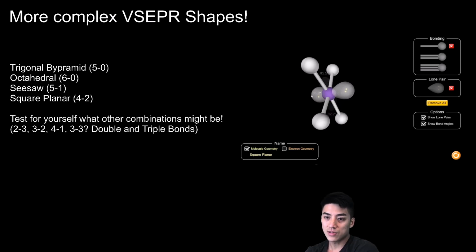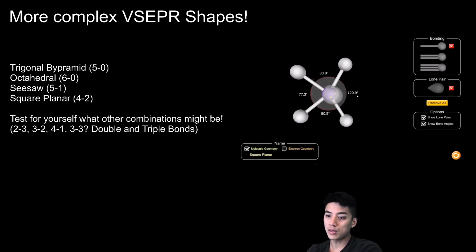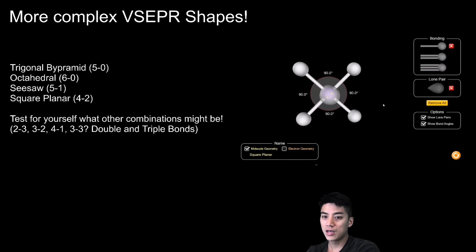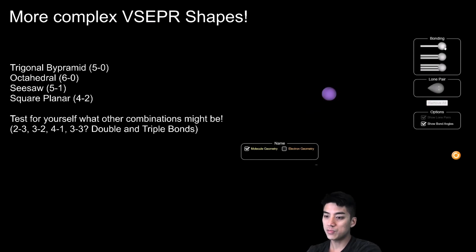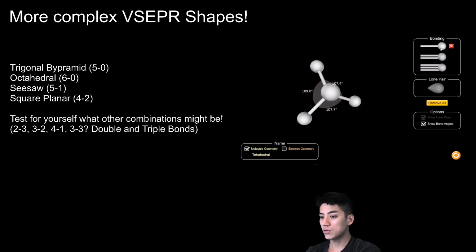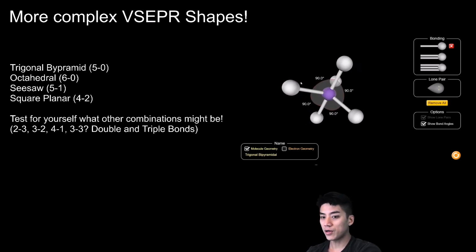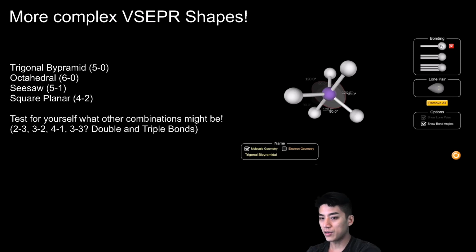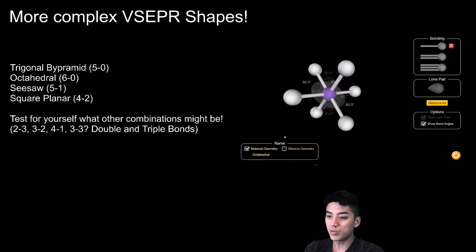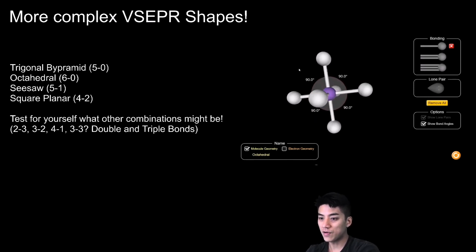So you can test for yourself what the other combinations might be. There's so many that we haven't really looked at. I'm just giving you the 5 or 6 basic shapes, but you can test a 2-3, a 3-2, 4 bonded atoms and 1 lone pair. How about 3 bonded atoms and 3 lone pairs? And will double and triple bonds make a difference? Okay, so you can have all these different shapes here.